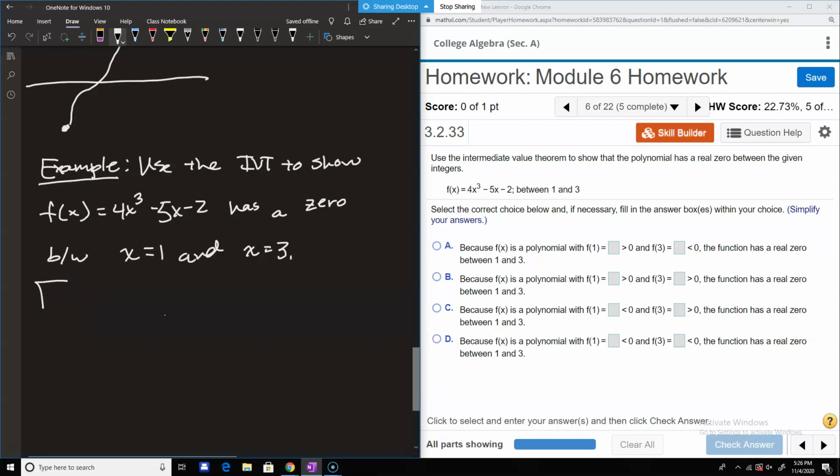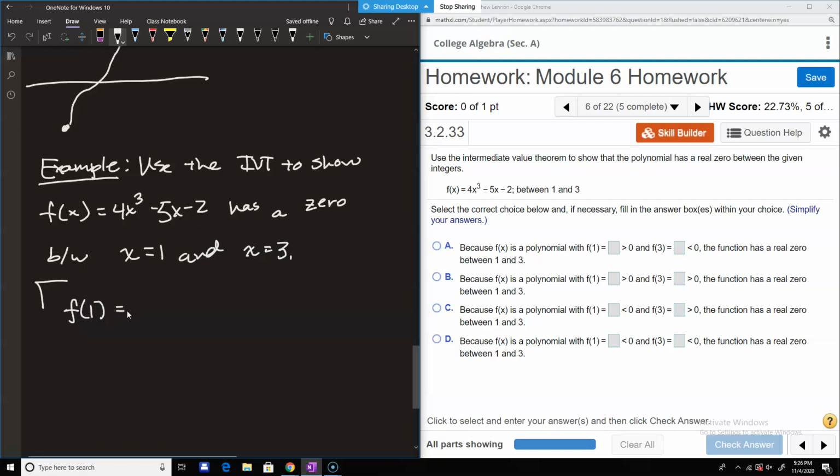Okay, so how do we apply the intermediate value theorem? The only thing we really need to check is we need to plug in both of those numbers and make sure one of them comes out with a positive y value and the other one comes out with a negative y value. And if that happens, because we know this is a polynomial, it's continuous. So it'll have a 0. So we just plug in both numbers.